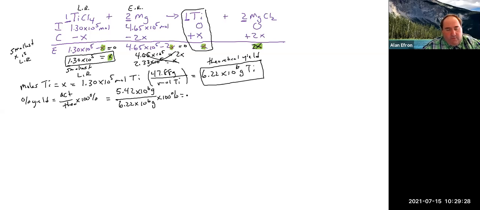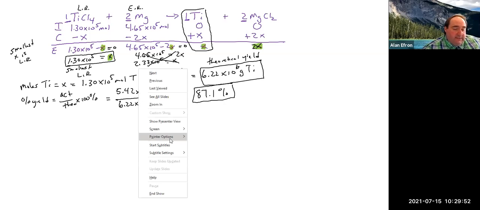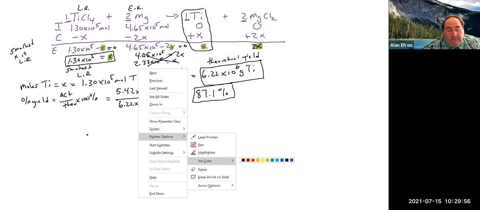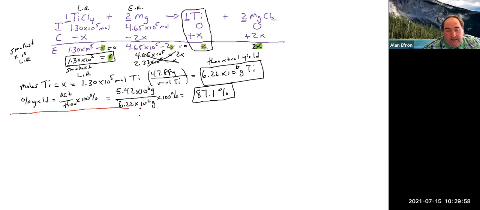And we end up with, call it, 87.1% yield. Not terrible, I suppose. Any questions on that? Now that answered the questions that we were asked about in this particular problem. Hopefully you could see it wasn't too bad to get there.